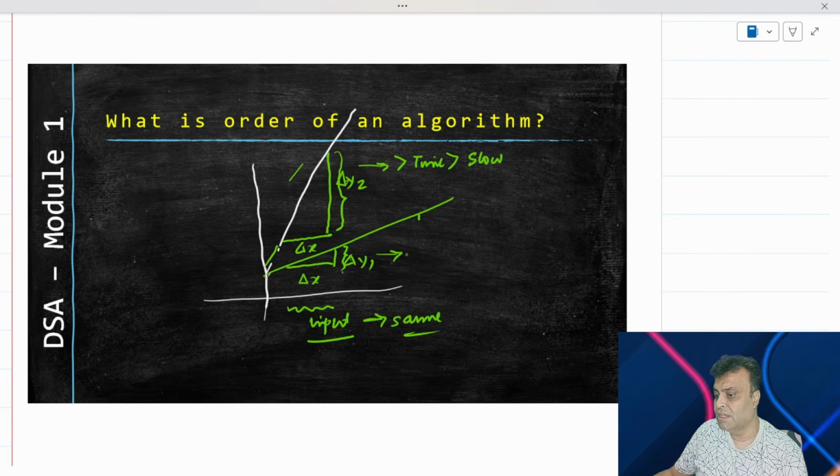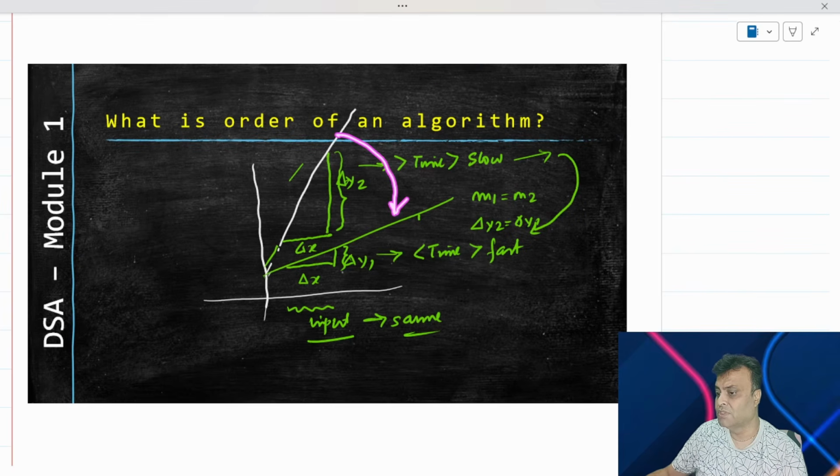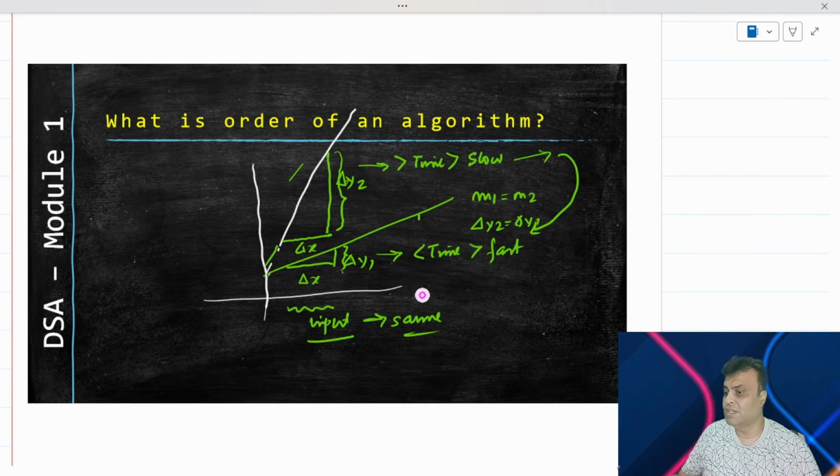Can I say here that the time is less and hence the machine is fast? And therefore, can I say that if I change this machine to run into this machine, my M1 will become equal to M2? That is, my delta y2 will become equal to delta y1. And therefore, this graph will coincide with this graph. And that is what I'm trying to say in this entire scenario.